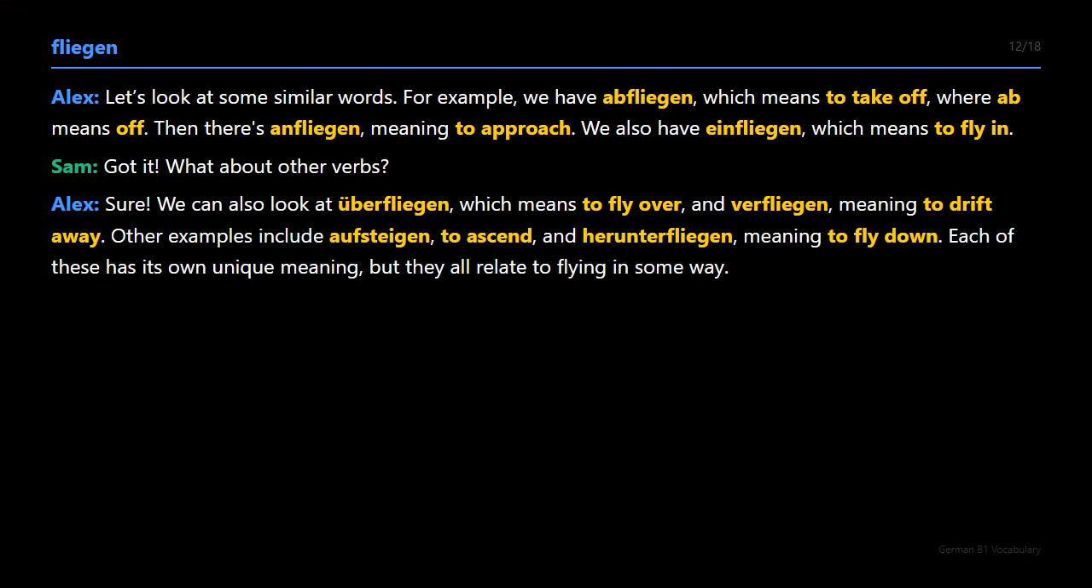Got it. What about other verbs? Sure. We can also look at überfliegen, which means to fly over, and verfliegen, meaning to drift away. Other examples include aufsteigen, to ascend, and herunterfliegen, meaning to fly down. Each of these has its own unique meaning, but they all relate to flying in some way. Wow, that's a lot of flying words.